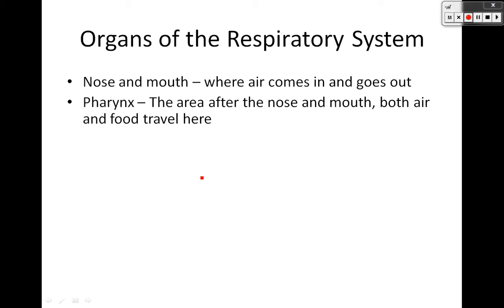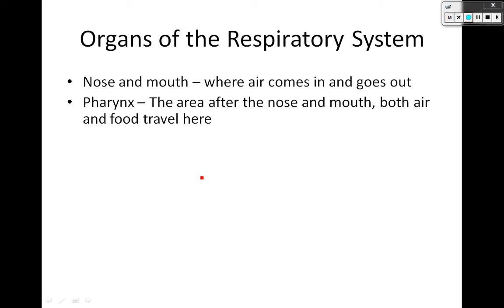But that's how you can end up choking. If the food goes into the wrong part, it ends up going down towards the lungs. That's what choking is. And that's why choking is a problem, because both food and air are in the pharynx. And there's a little part at the top of the pharynx called an epiglottis. Think of it as a little flap.